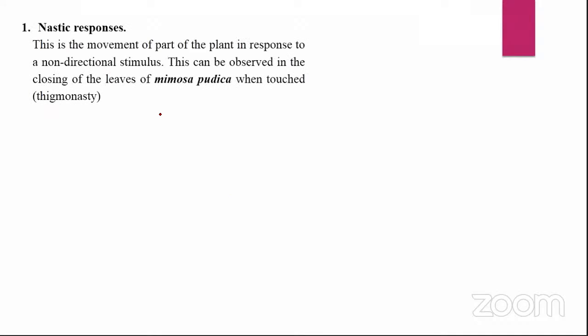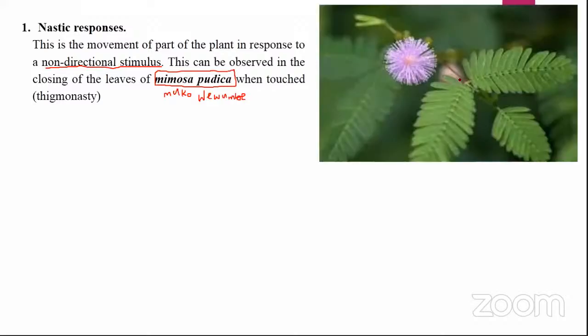Now, this is the movement of part of the plant in response to a non-directional stimulus. And I repeat, in response to a non-directional stimulus. And this can be observed in the closing of leaves of Mimosa pudica. Now, Mimosa pudica is some kind of plant. In Luganda, one of the native languages, it's called Moko Weumbe. That is Mimosa pudica. Some of you have seen it before. Probably you have seen it somewhere before with these kinds of leaves.